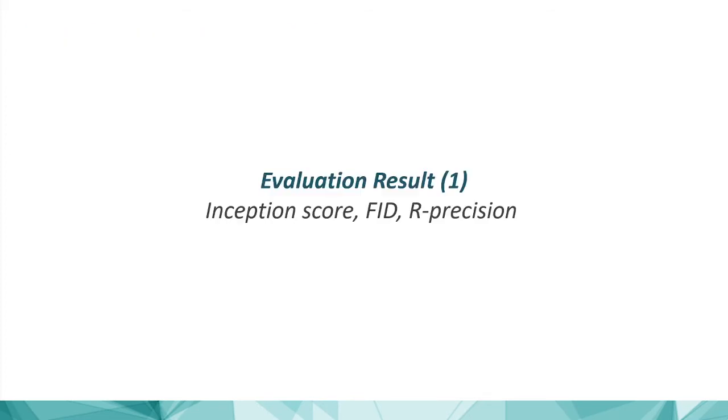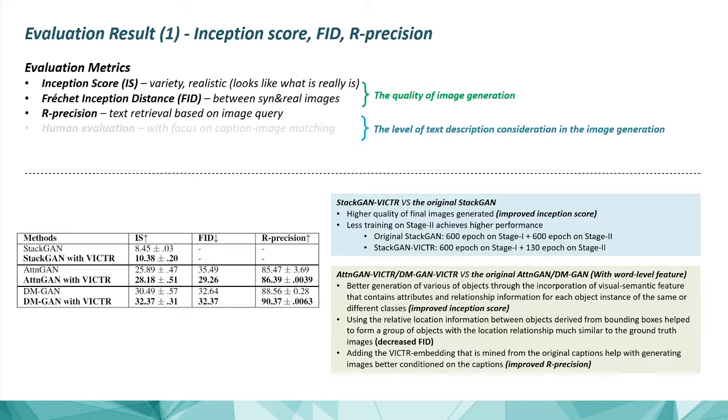So now, firstly, let's have a look at the evaluation result in Inception Score, FID, and R precision. As you can see in the table here, the performance of IS, FID, and R precision of the SOTA models and the corresponding improvement with VICTR.